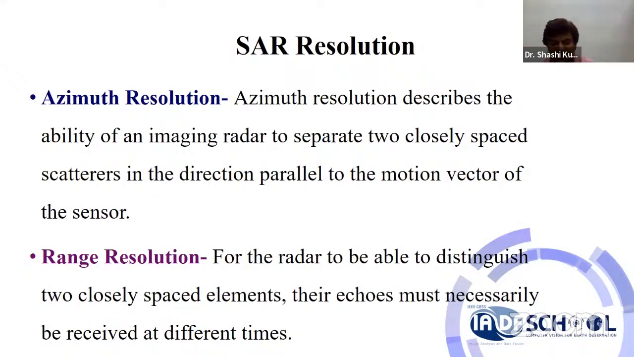Now, as we have seen, there are two resolutions within a single SAR resolution cell: azimuth resolution and range resolution. We have seen that there are two directions for a SAR sensor, the azimuth direction and the range direction. Due to these two different directions, there will be two different resolutions within a single SAR resolution cell. Like if you see in the case of an optical multispectral data set or any other data set, there will be only one spatial resolution. But in the case of SAR, due to two different directions, there are two different resolutions within a single resolution cell.